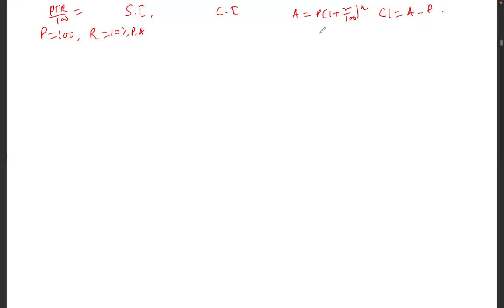So this becomes P into 1 plus R by 100 whole square minus 1. And that is what CI is. When you just put the values here, you get the value of CI.